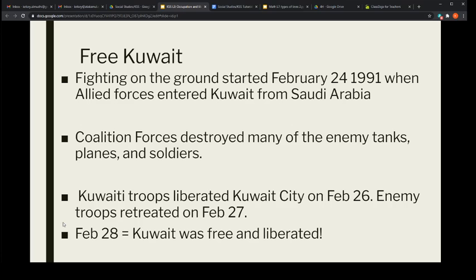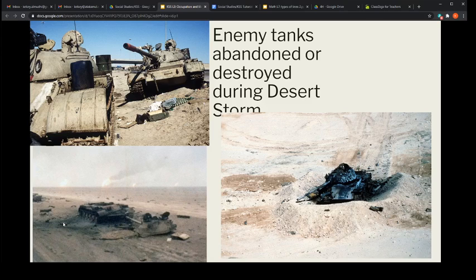Fighting on the ground started February 24, 1991, when Allied forces entered Kuwait from Saudi Arabia. Coalition forces destroyed many of the enemy tanks, planes, and soldiers. Kuwaiti troops liberated Kuwait City on February 26th. Enemy troops retreated on February 27. February 28, Kuwait was free and liberated.